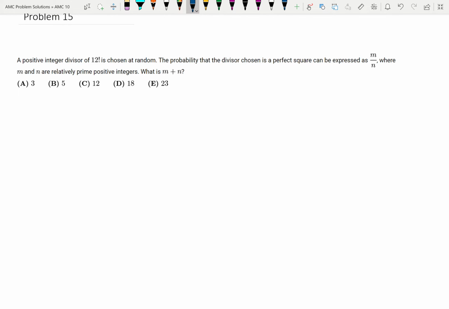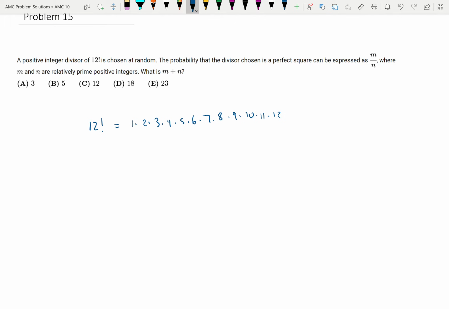We're going to start by writing out just what 12 factorial is. 12 factorial is just 1 times 2 times 3 times 4 times 5 times 6 times 7 times 8, 9, 10, 11, 12. So looking at that, we're then going to write the prime factorization of 12 factorial.